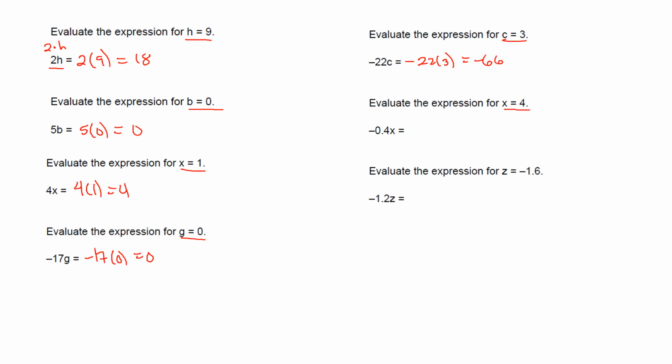If x is 4, negative 0.4 times x would be negative 0.4 times 4, which is going to be negative 1.6. And if z equals negative 1.6, then negative 1.2z will be negative 1.2 times negative 1.6. And using your calculator, you'll see that that's very simply positive 1.92.